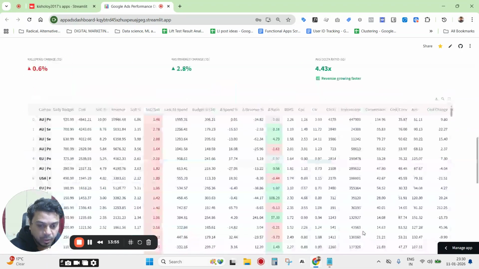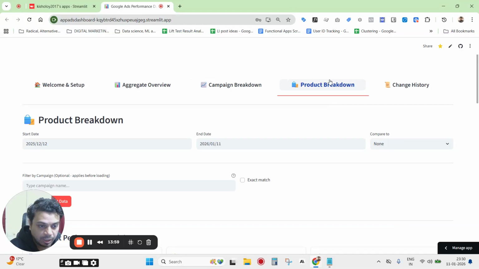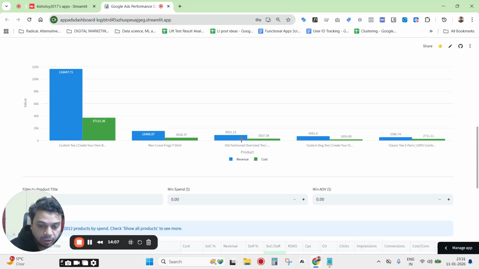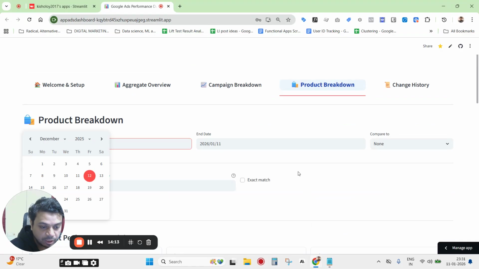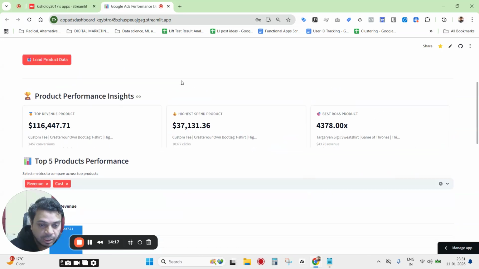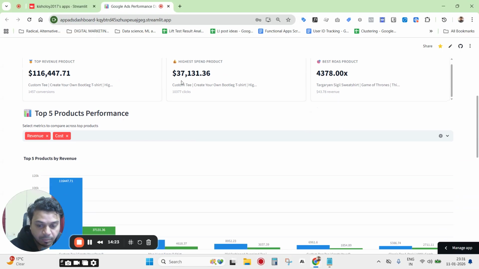So now the question is, how do we know where it is? You can go to product breakdown, you can go down further. This was at a campaign level, but you can add more granularity into this analysis. And then you can look at the top 5 products, maybe over the same date range. This is a longer date range. You can also take a shorter date range from here, change it, and just see which of these products are actually spending more, right?